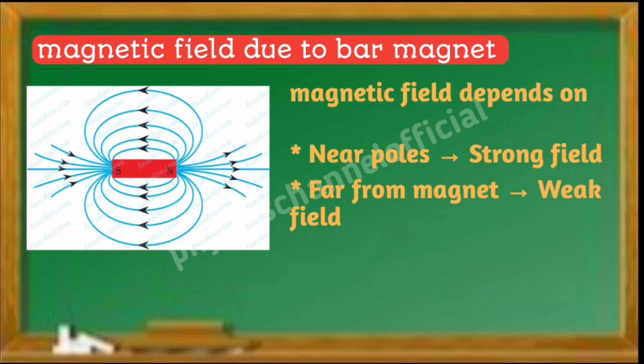Magnetic field due to bar magnet. You also should draw the diagram of this, and the magnetic field depends on the distance from the bar magnet. Near the pole, that means near point, there is a strong magnetic field, and far from the magnet the field is weak.